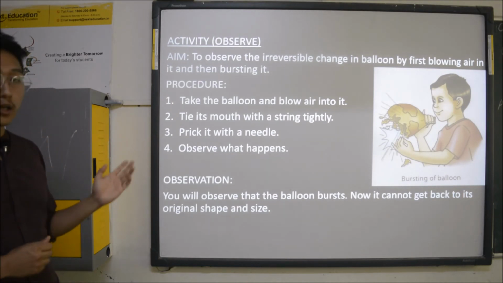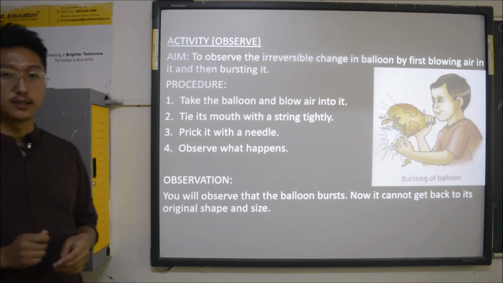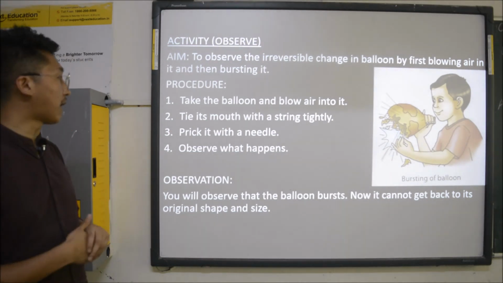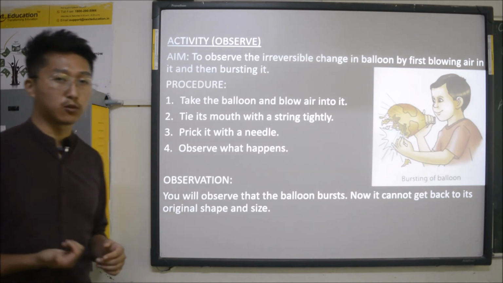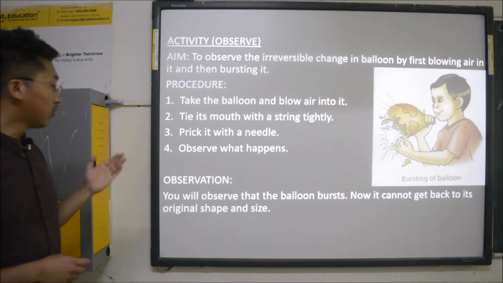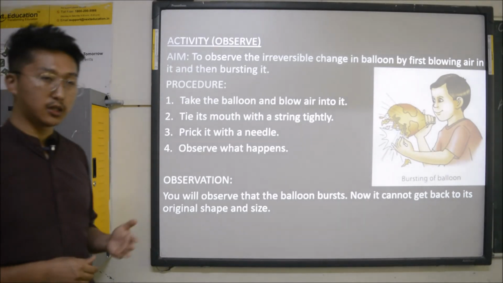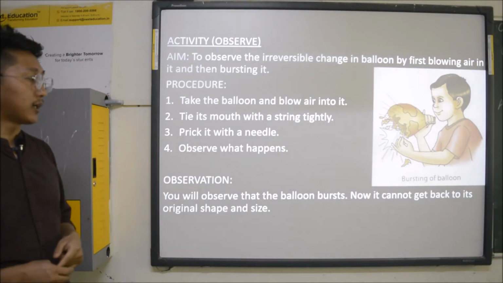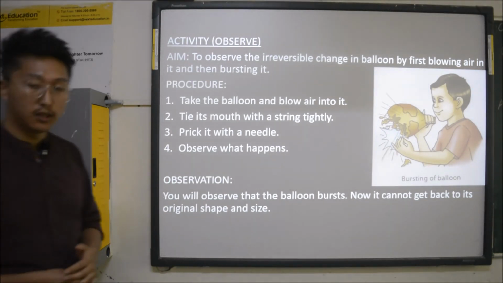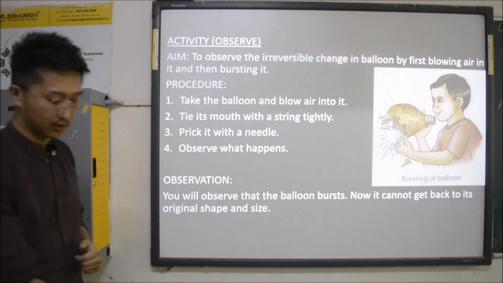In the third step, we prick it with a needle. And in the fourth step, we observe what happens. After pricking with the needle, we observe what happened to the balloon. Our observation will be that the balloon bursts, but we cannot get that balloon back into its original shape and size.